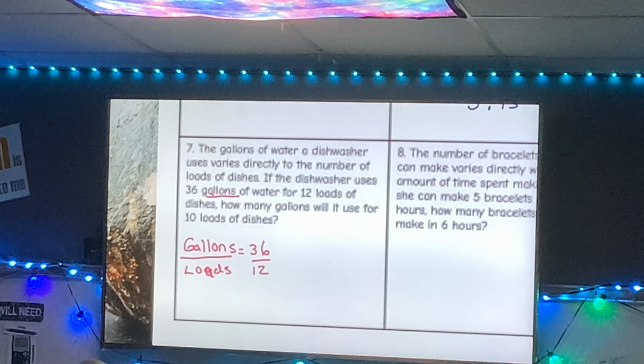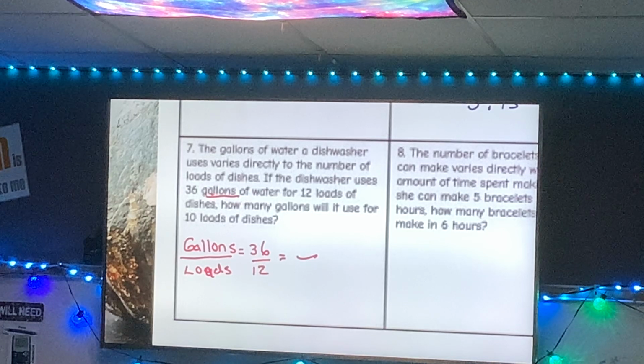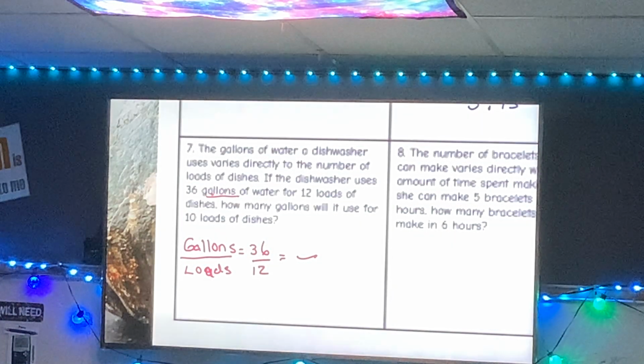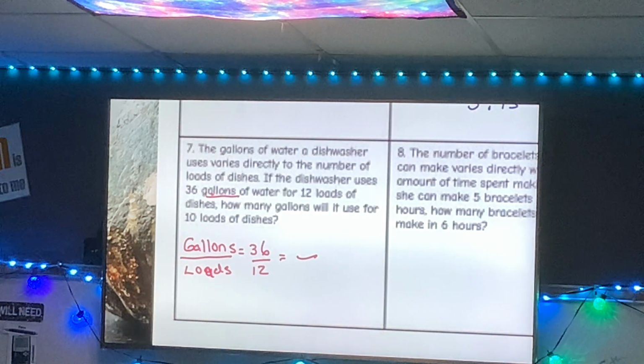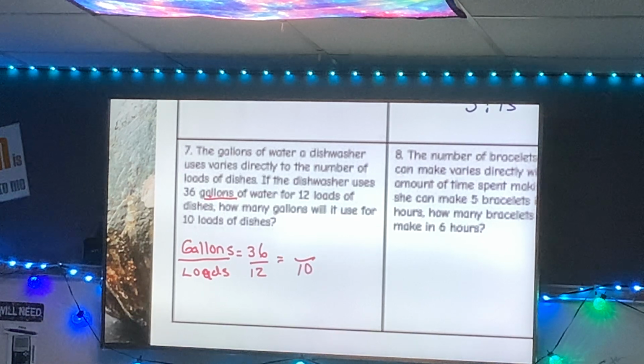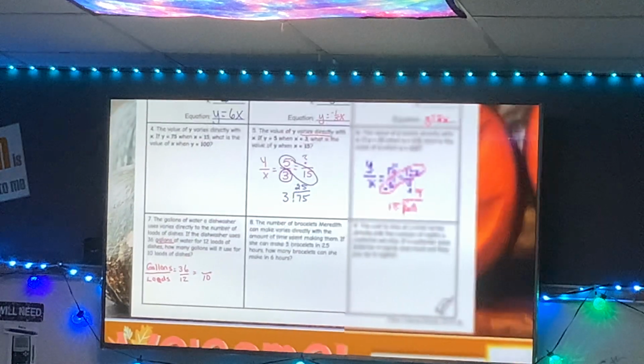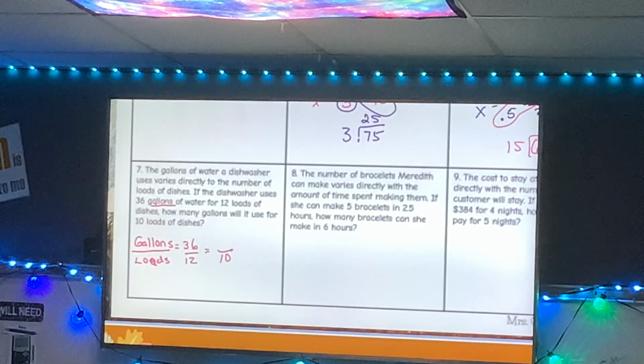And how many will it be for 10 loads? Where am I going to put 10? On the bottom. Did I skip one on that last one? I did. Y'all didn't tell me I skipped number 4. I'll go back.